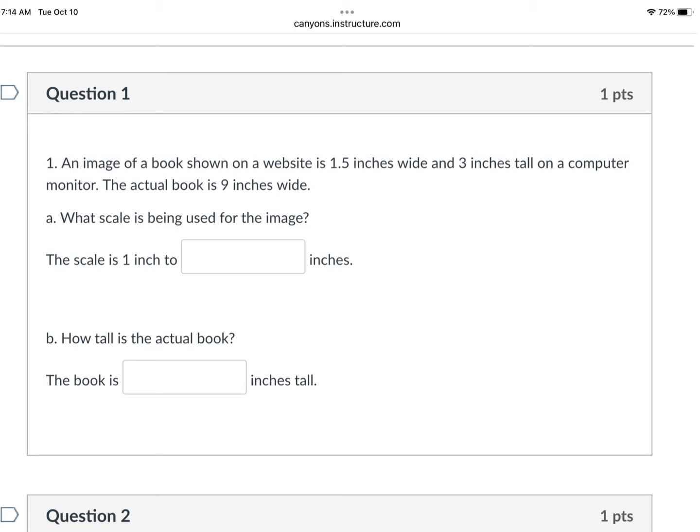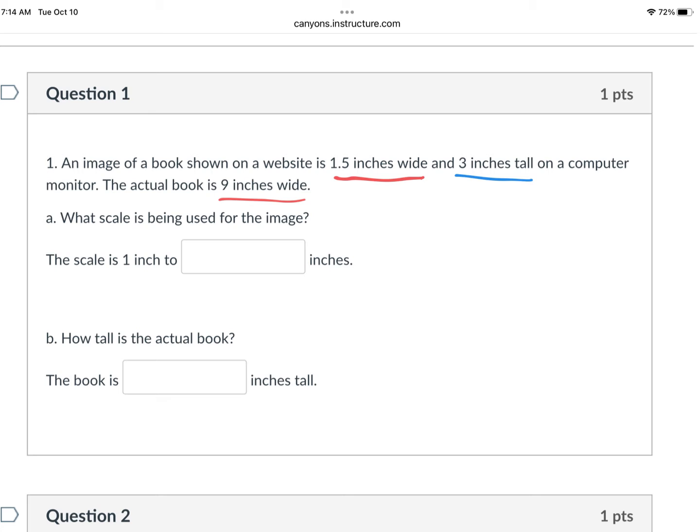All right, with number one, it says an image of a book shown on a website is 1.5 inches wide and 3 inches tall on a computer screen. The actual book is 9 inches wide. So notice I use the red for width and the blue for height. What is the scale being used for the image?